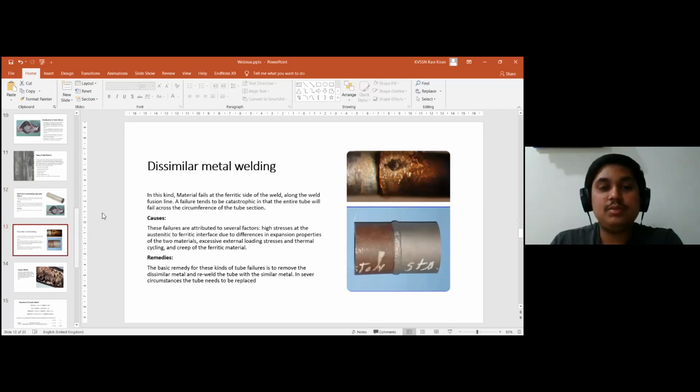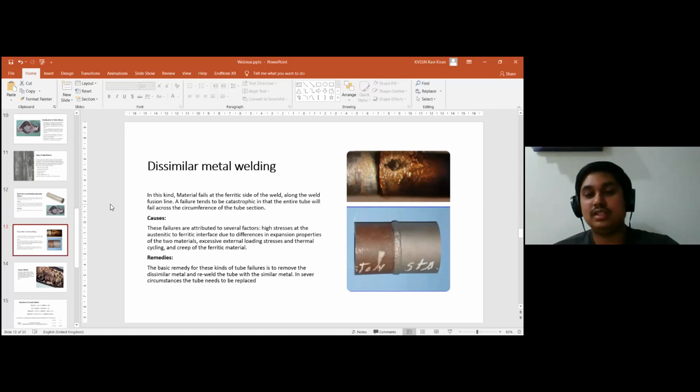The second one is dissimilar metal welding. To reduce the cost, manufacturers sometimes use these kinds of techniques. They sell these kinds of products, which in general leads to catastrophes during operation of boilers.